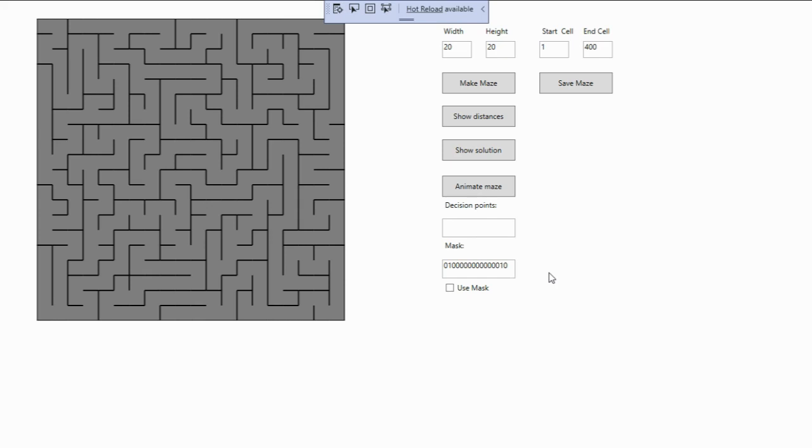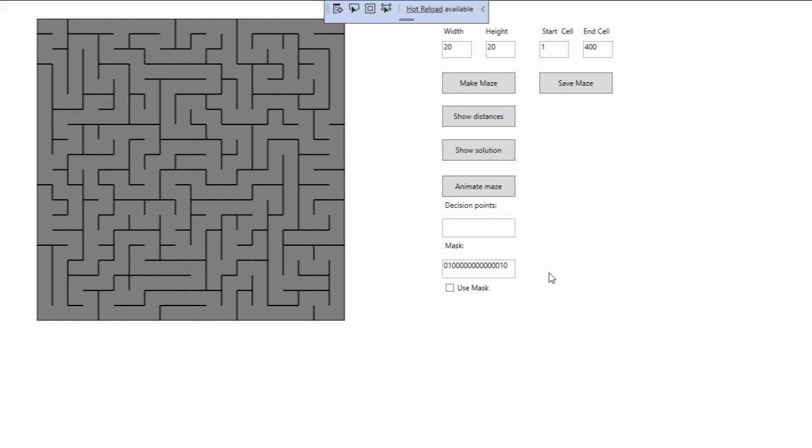If you've not already done so, then you might prefer to pause this video and go back and watch the previous mazes in this series, where we explain how to create the maze, how to draw the maze so you can see it, and also how to show the distances between different squares in the grid. In this video, we're going to look at how to find a solution for your maze, which is obviously useful if you're going to create a maze for somebody else to solve.